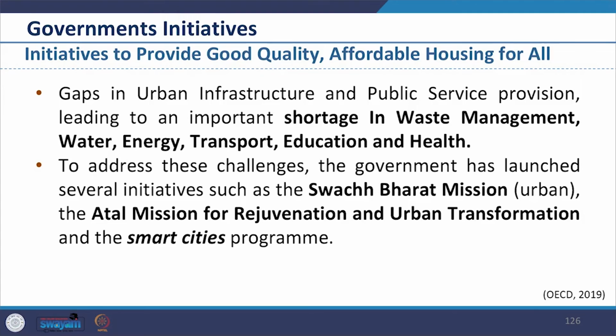There has been a gap in urban infrastructure and public service provision, leading to an important shortage in waste management, water, energy, transport, education, and health. To address these challenges, the government has launched several initiatives such as Swachh Bharat Mission in the urban area, the Atal Mission for Regeneration and Urban Transformation called Amrut, and Smart Cities program which we had seen earlier. So, government has made all these interventions.